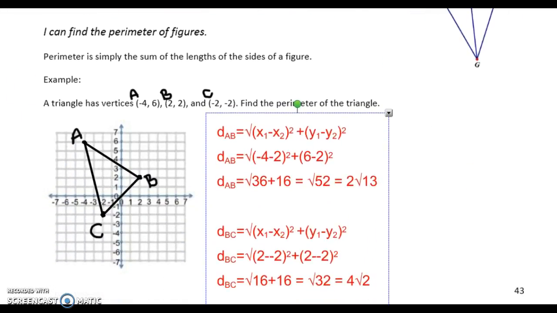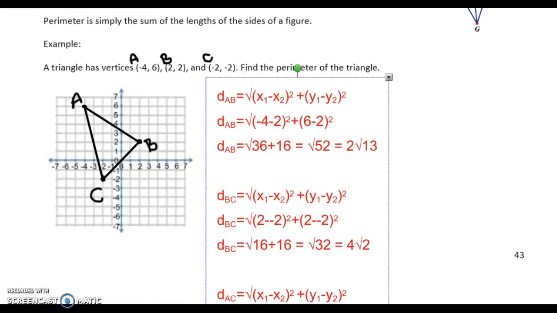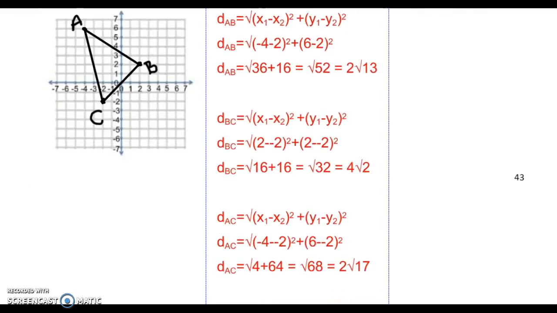We can find perimeter of figures simply by finding the length of each side and adding them together. Here we have a truly, truly ugly example where I give you coordinates and you're supposed to go through and find the perimeter. Well, to find the perimeter, that means I have to find the length of each side. So I use my distance formula to find the length of each side by plugging in my coordinates. I set A as (-4, 6), B as (2, 2), and C as (-2, -2). I plugged in and I got all of the lengths of their sides.